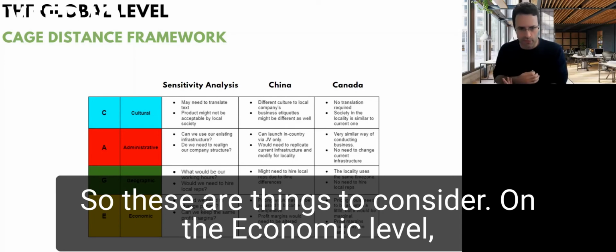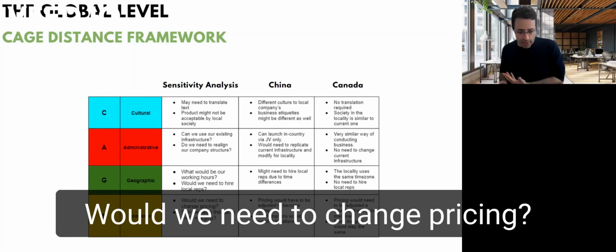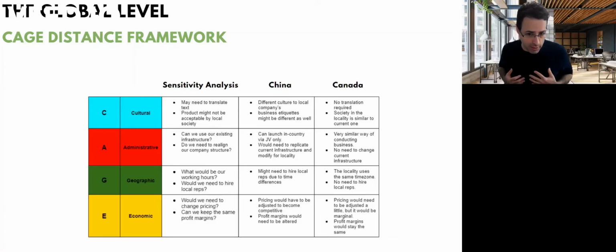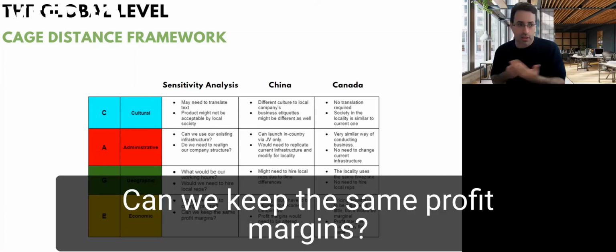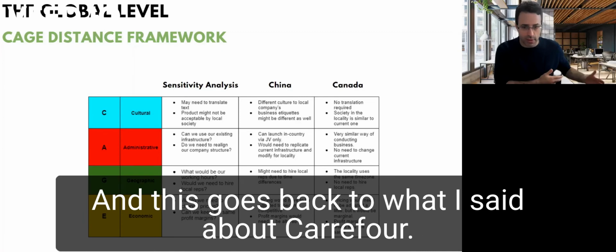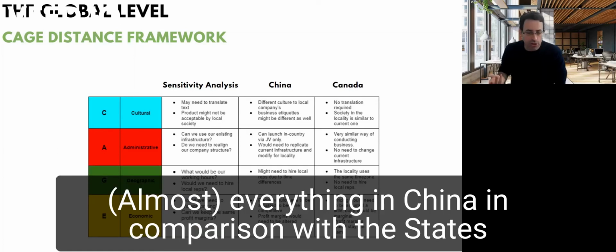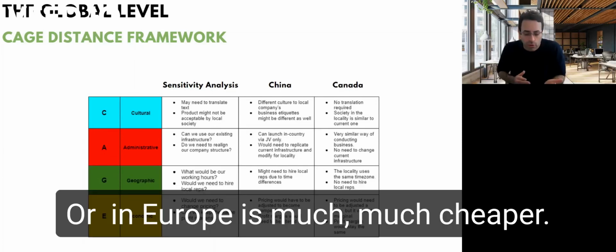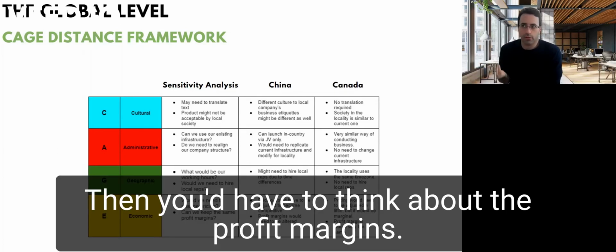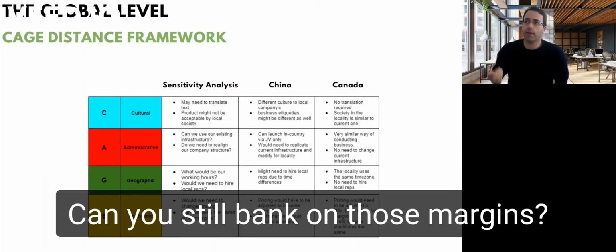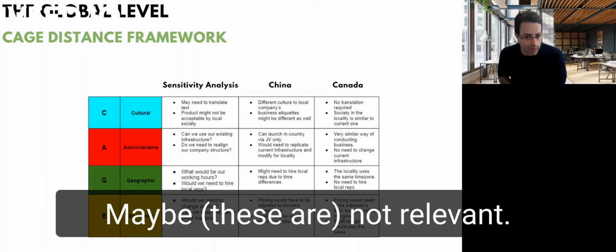On the economic level, would we need to change pricing? Can we keep the same profit margins? And this goes back to what I said about Carrefour. Pricing would have to be adjusted to become competitive, okay? Everything in China in comparison with the States or in Europe is much, much cheaper. Then you have to think about the profit margins. Can you still bank on those margins? Maybe it's not relevant.